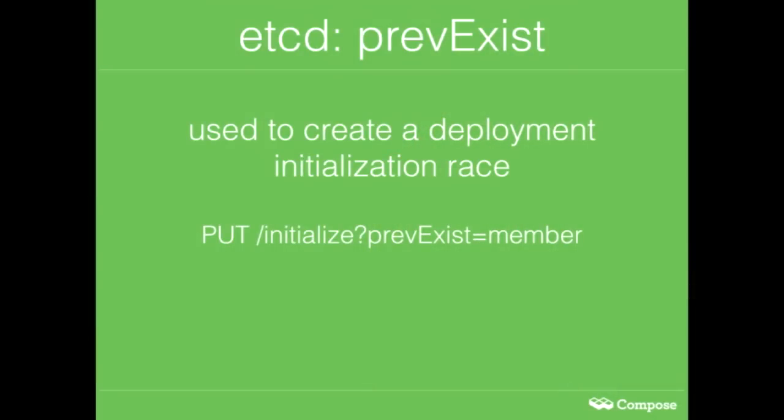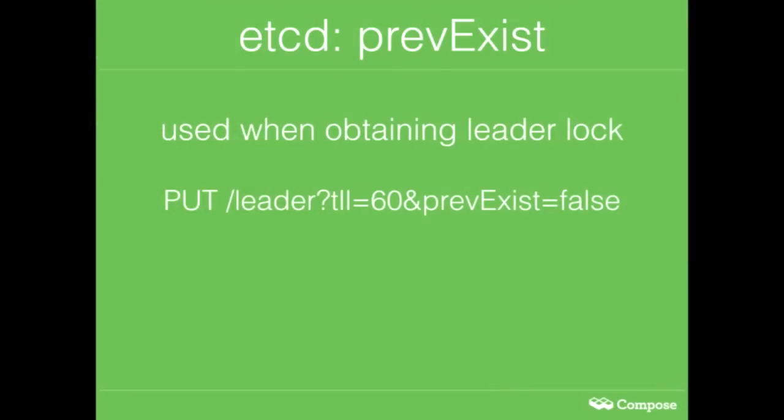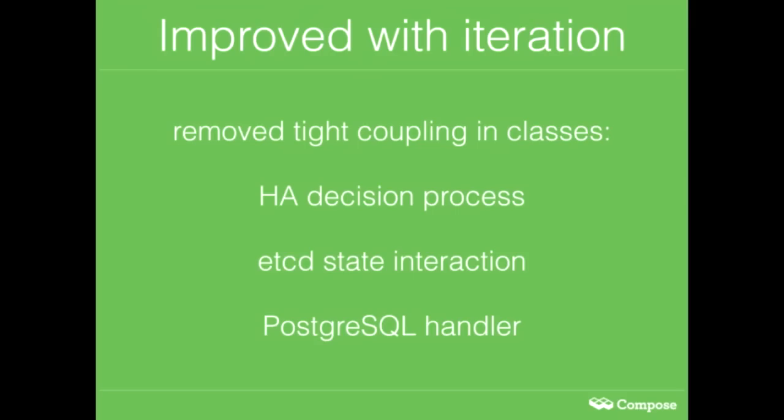We use prevExist for two things. It's used to create a deployment and initialization race. Imagine this: a new deployment comes up, no data exists yet for Postgres. We have two members, and those two members say, I have no data, what do I need to do? And so what they know they need to do, the governor process actually races to initialize, or to set a value for /initialize, with prevExist equal, that should be false. Yeah, so prevExist equal false. And then it sets that key, and so the other can not initialize.